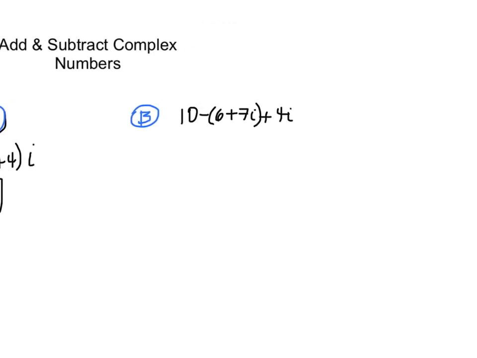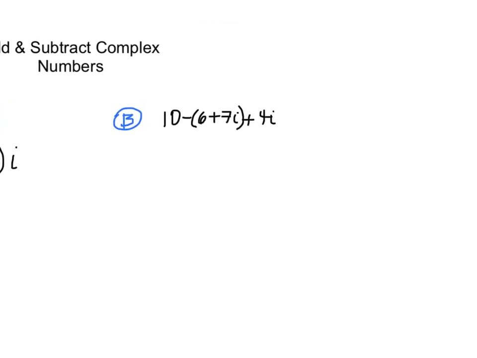Moving on to our second problem, we have a similar type of problem in which we are going to group our numbers the same way. So we can simplify this as 10 plus negative 6 minus 7i. We're just distributing the negative sign here, plus 4i. So we have 4 minus 3i.